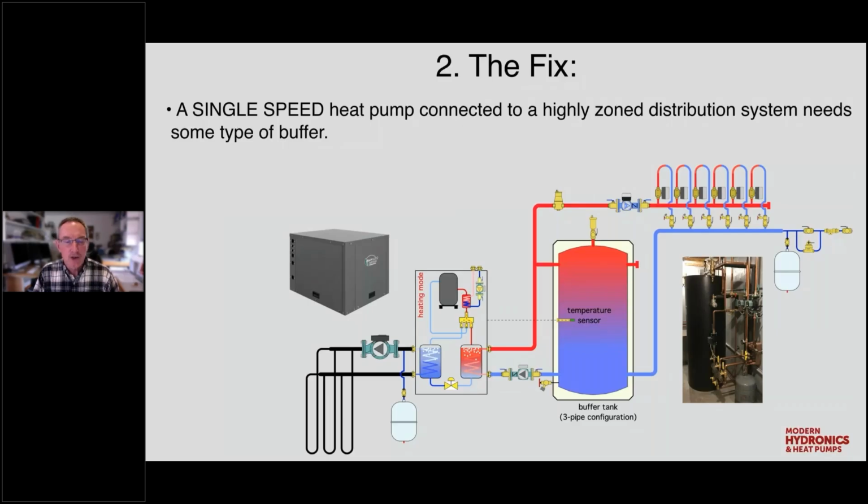But again, I wanted to show the concept. In this case, it's called a 3-pipe configuration. It's actually a configuration I really like when we're using single speed heat pumps. Basically, the flow that comes out of the heat pump, some of that flow can go to any existing or operating zone in the system. The balance of the flow would go into the buffer tank. So we're not starving the heat pump for flow with this kind of a system.